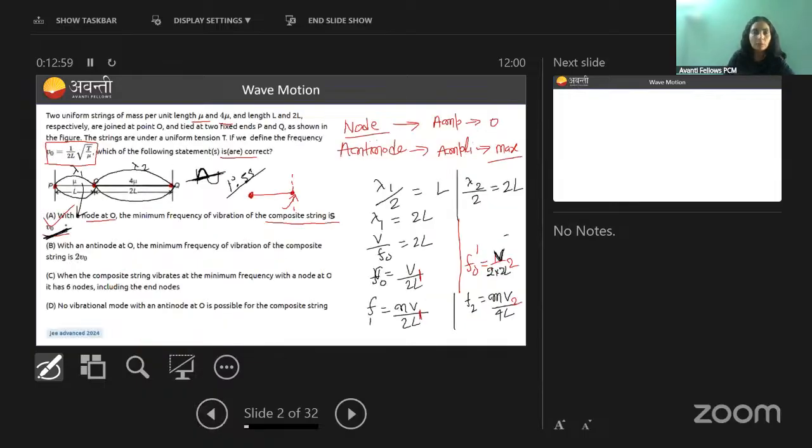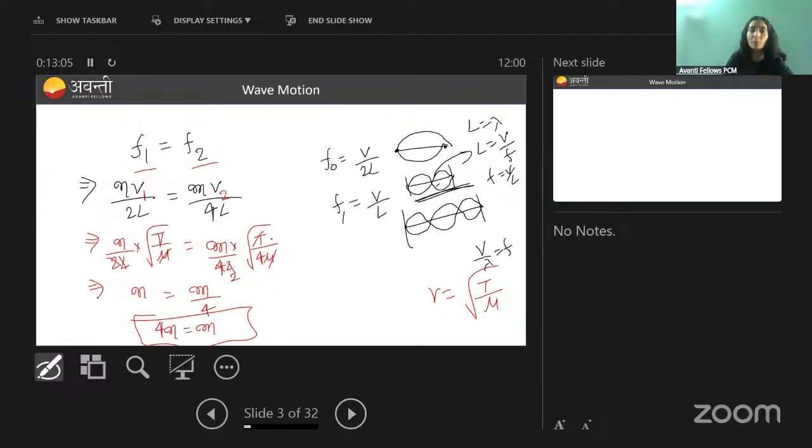Now coming back to the first thing, with node at O, the minimum frequency of vibration of the composite string. So for the minimum frequency of vibration of the composite string, we need to take the minimum integer here. So what can be the minimum value of M, for both M and N being integers? So for that we can take N equal to 1. Minimum value of N can be what?